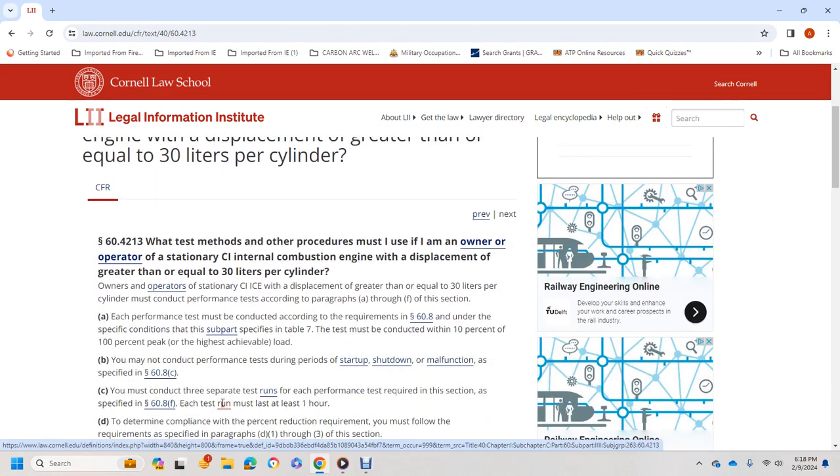Owners and operators of a stationary compression ignition internal combustion engine with a displacement greater than or equal to 30 liters per cylinder must conduct the performance test according to paragraphs A through F of this section.